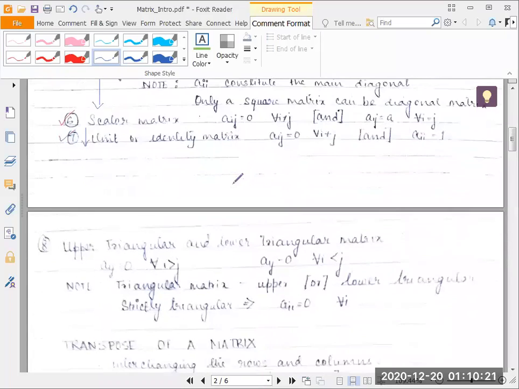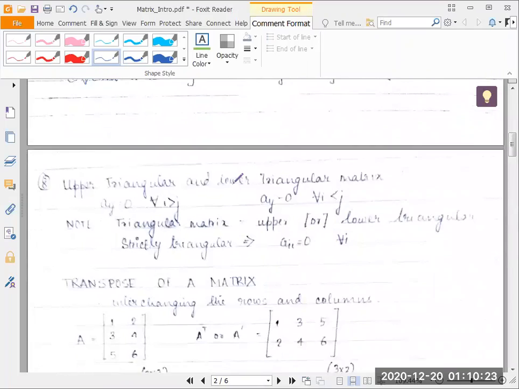So the final thing that we'll be talking about for today is the upper triangular matrix and the lower triangular matrix. Do note that upper triangular matrix and lower triangular matrix are sometimes together called a triangular matrix. So essentially a triangular matrix is of 2 types, upper triangular matrix and lower triangular matrix.